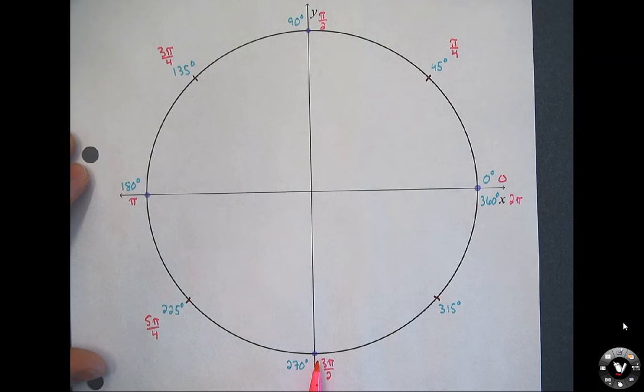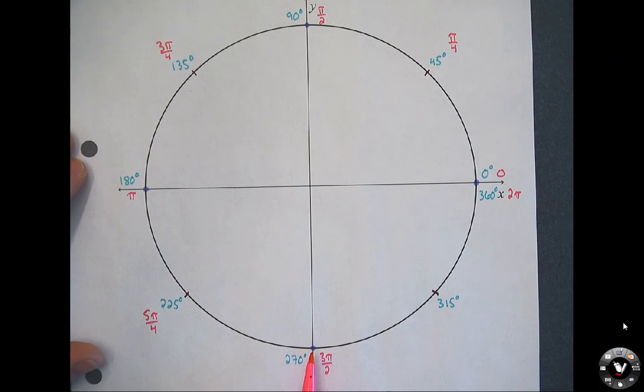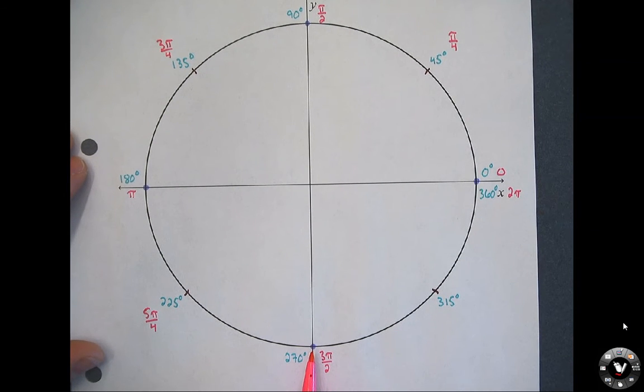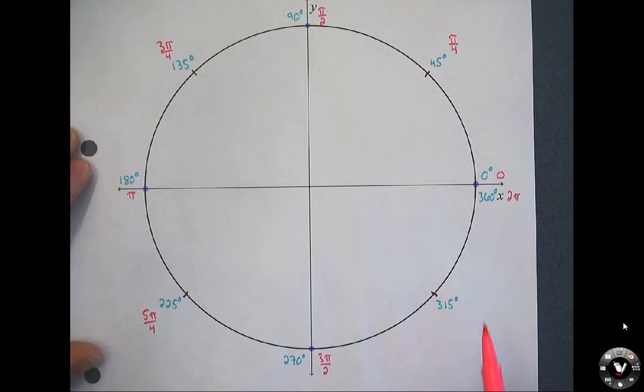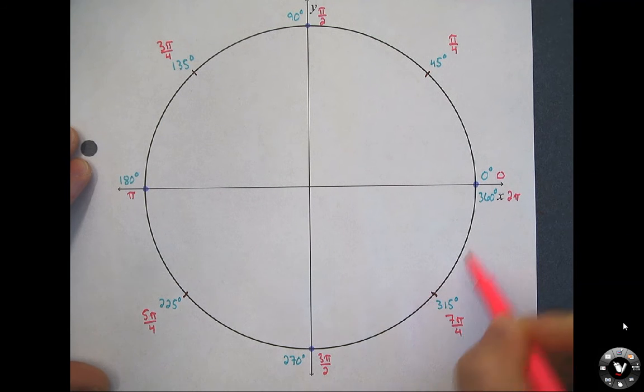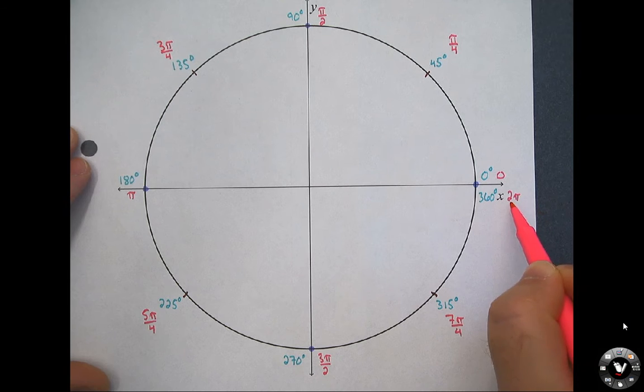6 pi over 4. 6 and 4 are both divisible by 2, so I can clean that up. 6 pi over 4 becomes 3 pi over 2. That's not new. 7 pi over 4. And then 8 pi over 4. 8 over 4 reduces to be 2.